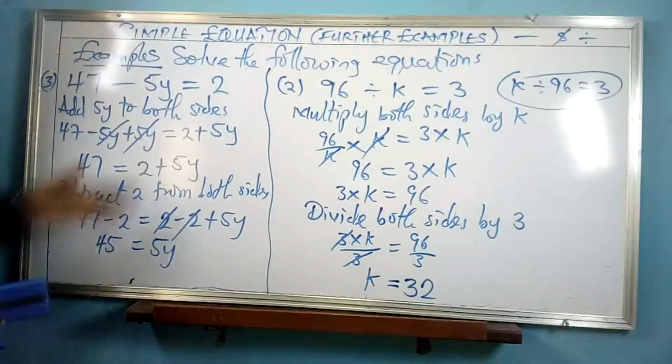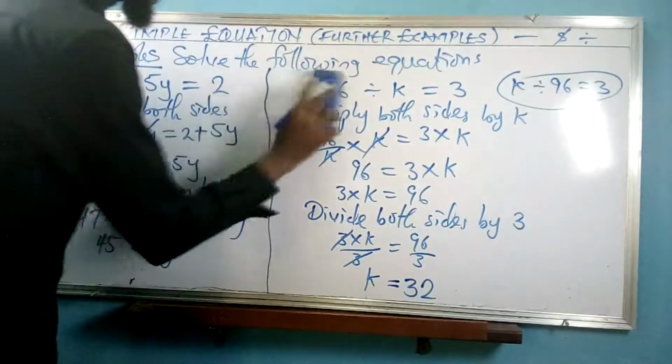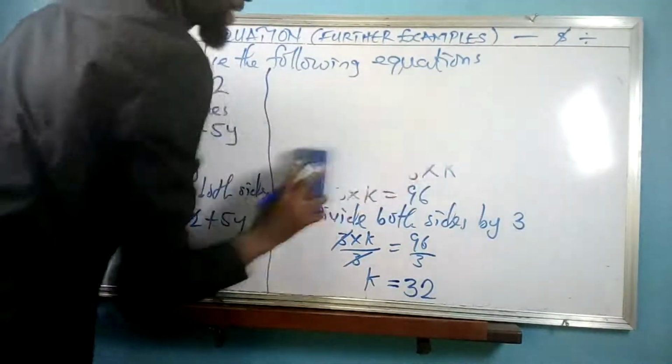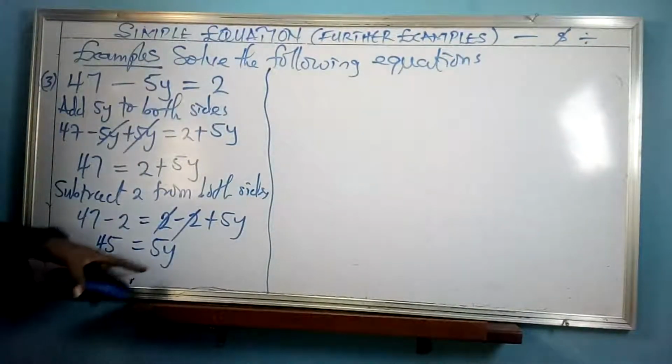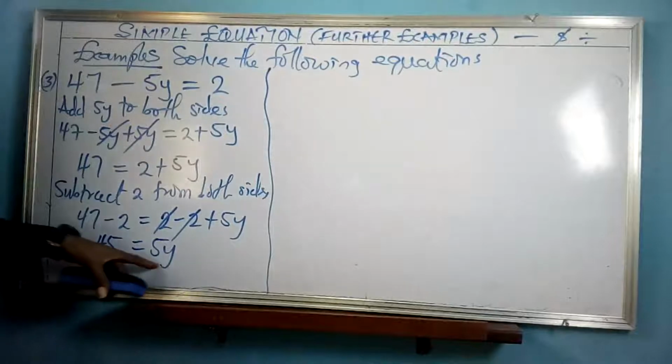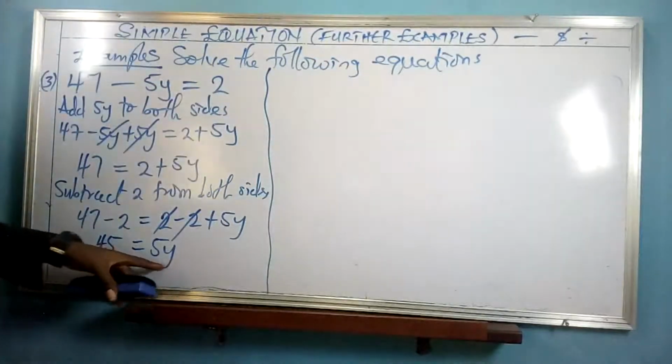Do we see that? Don't forget the way we explained it. Let's move on. We now have 5y. We've already explained this one, it's times that joins them together. What are we going to do?